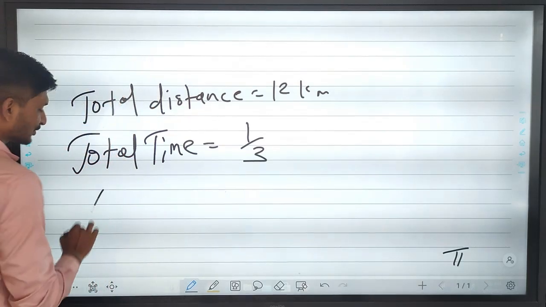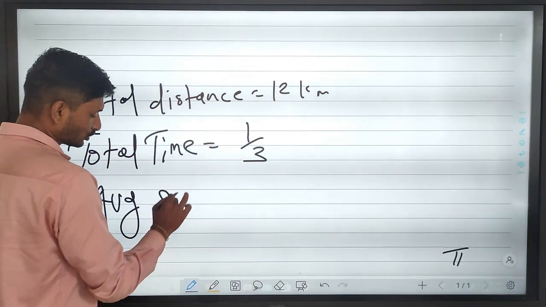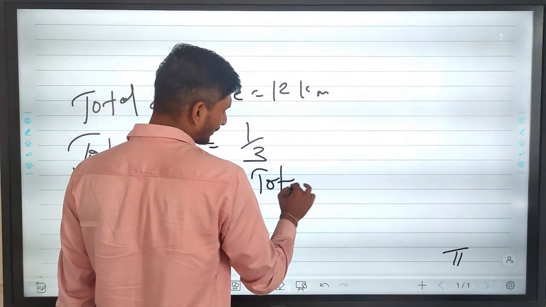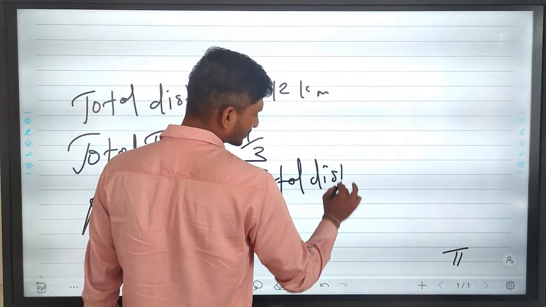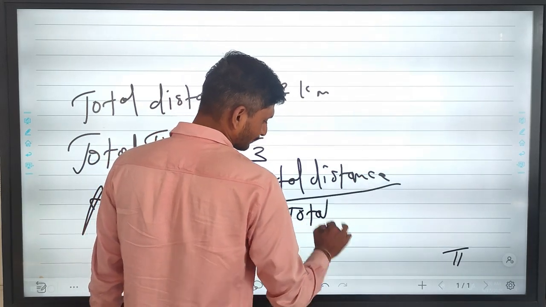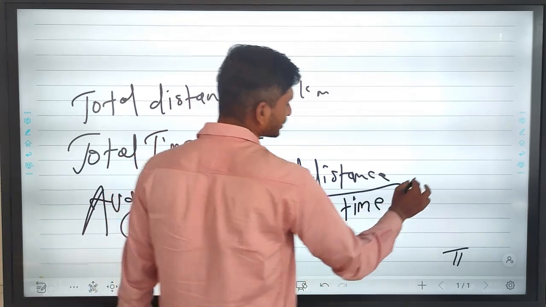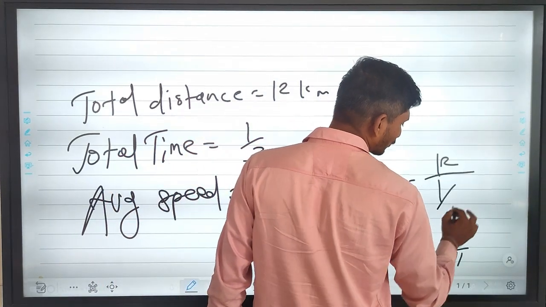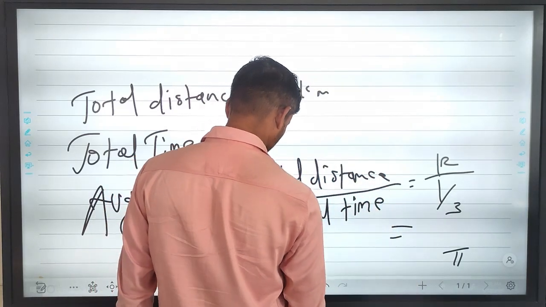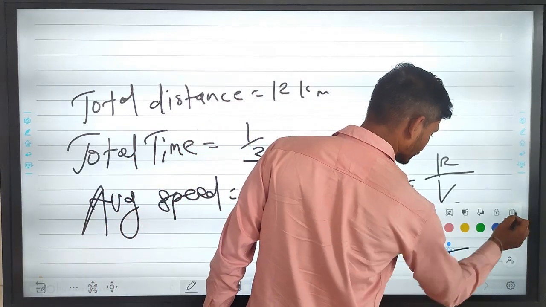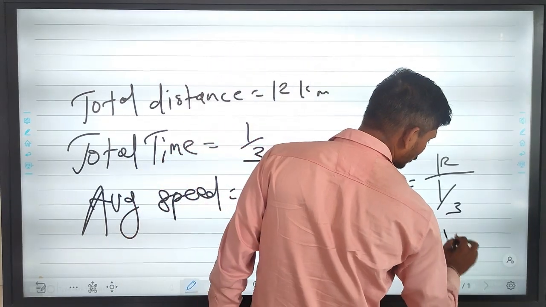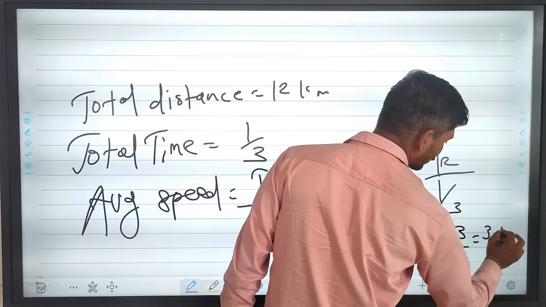Now here average speed is equal to total distance divided by total time. Now here total distance is 12 km and total time is 1 by 3. Now here your answer is 12 into 3 by 1, that is 36 km per hour.